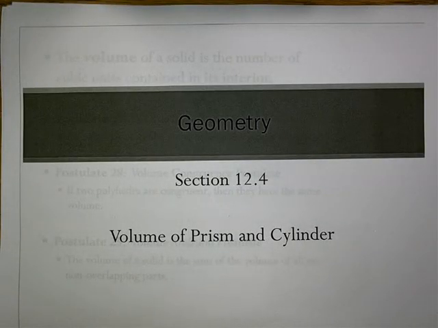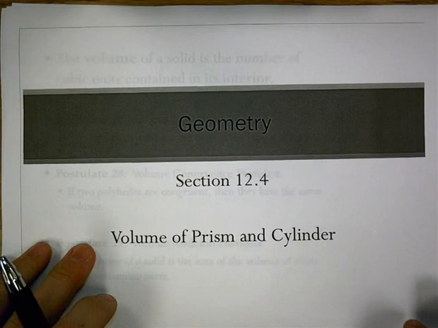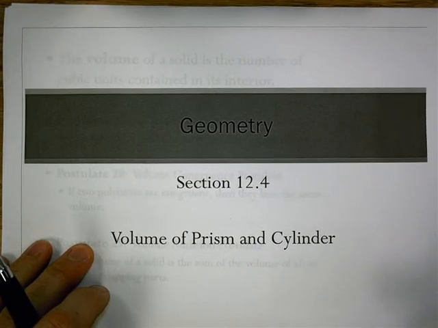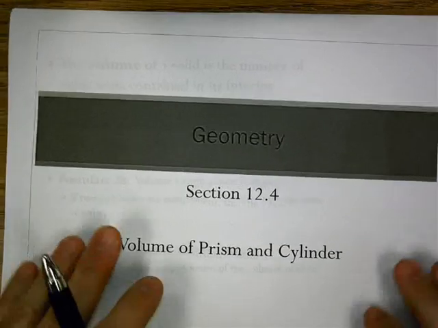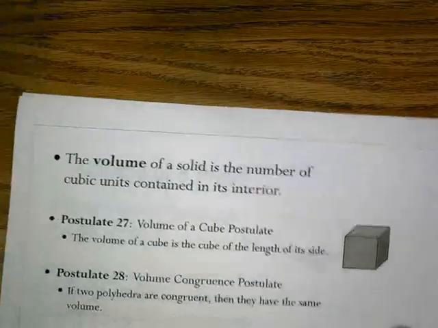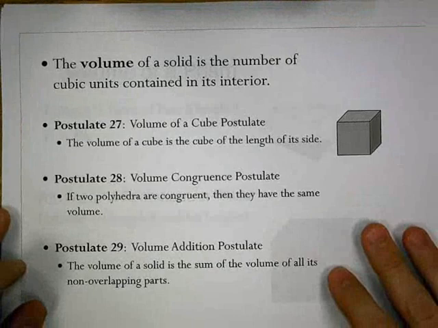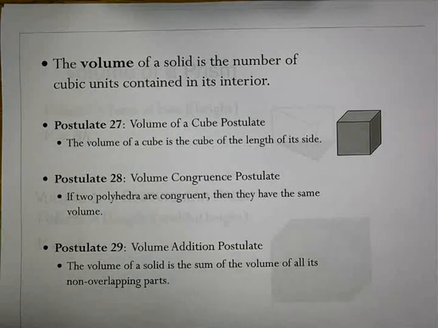In section 12.4, we're looking at volumes of prisms and cylinders. Since this is our first section looking at volume, a couple things we need to be aware of. First off, the volume of a solid is the number of cubic units contained in its interior. Now, this is different than what surface area was.